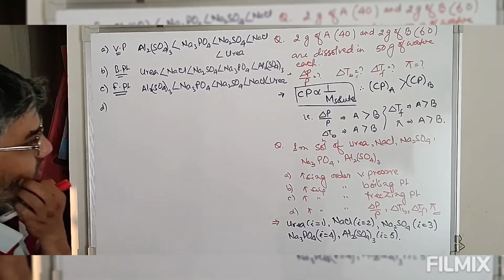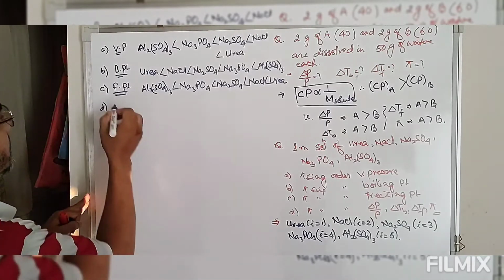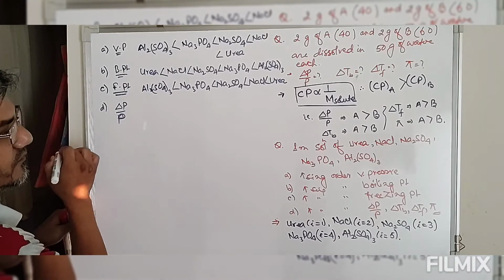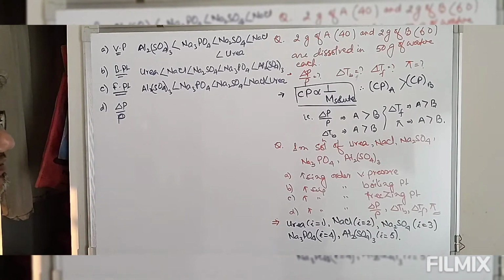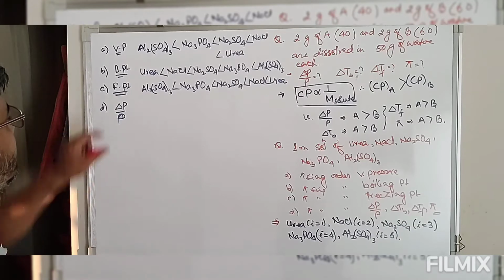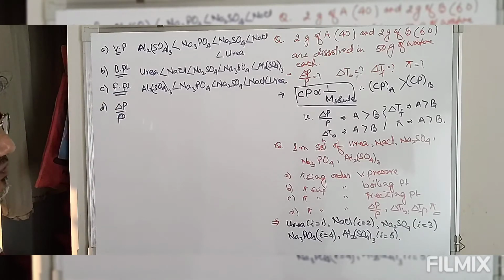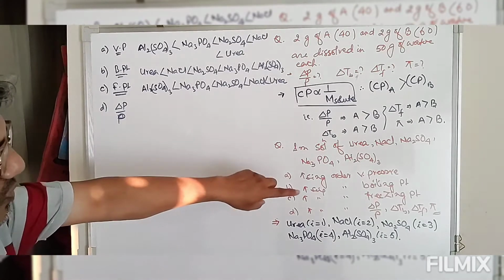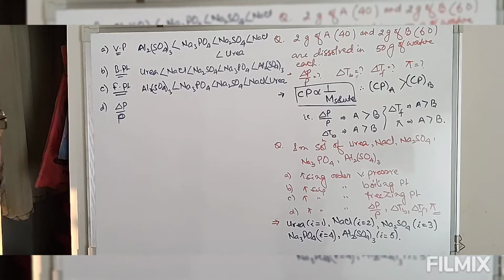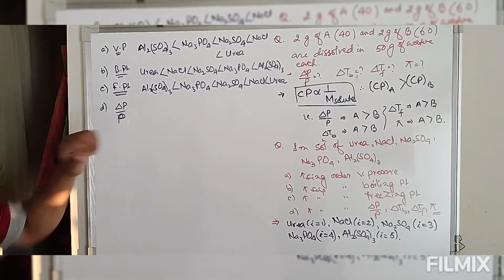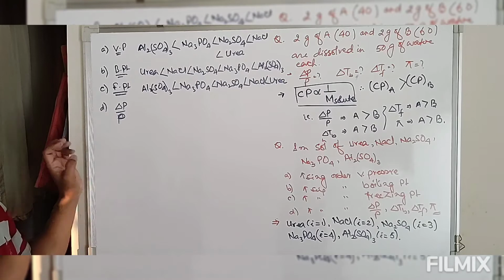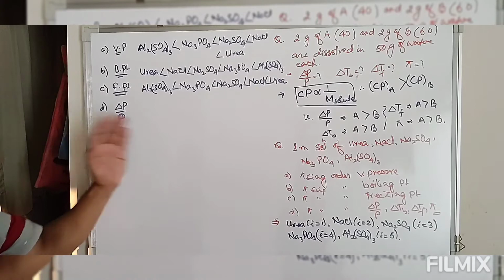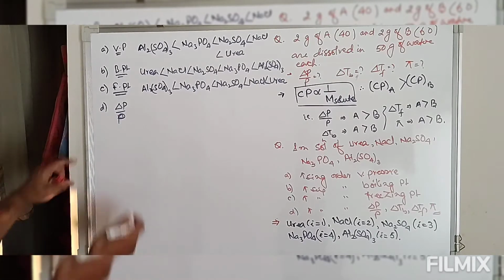Next we look at the colligative properties, delta P by P, the relative lowering of vapor pressure. Now look at this, all these colligative properties we have discussed are directly proportional to the Van't Hoff factor i. Now as the value of i increases, the colligative properties also increase.